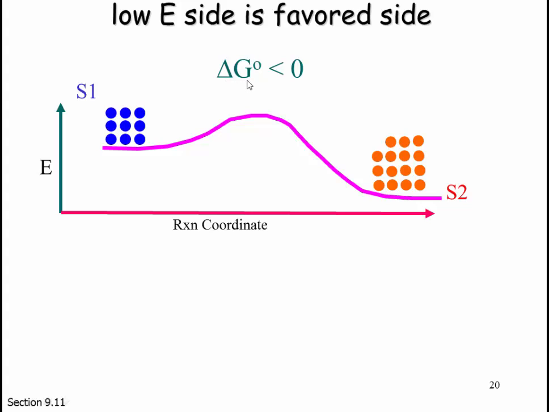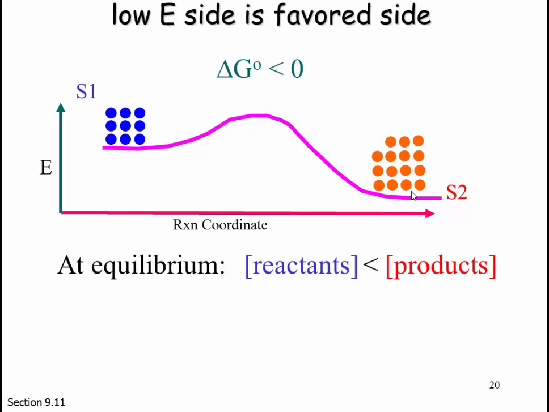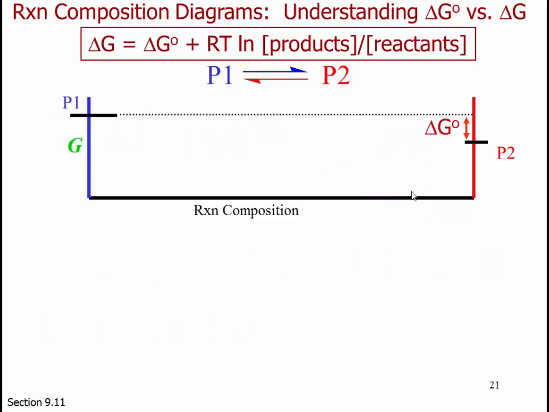Notice that the free energy change at standard state is negative for this reaction, and it settles at which point the free energy change is equal to 0. So at equilibrium for this diagram, the concentration of reactants is less than the concentration of products, which means our equilibrium constant is greater than 1. So when the free energy change at standard state is negative, the equilibrium constant is greater than 1.